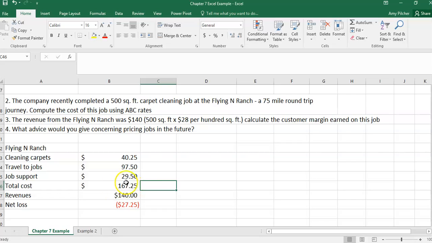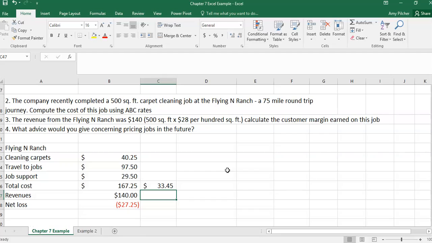One, we can calculate our cost out per 100 square foot. We take our total cost and divide it by 5 because that was a 500 square foot job. And we find out that the per 100 square feet cost was $33.45. We could go back and analyze other jobs and see if we get similar results. And we could use this information to raise our price from $28 per 100 square feet to a price higher than $33.45 per 100 square feet.